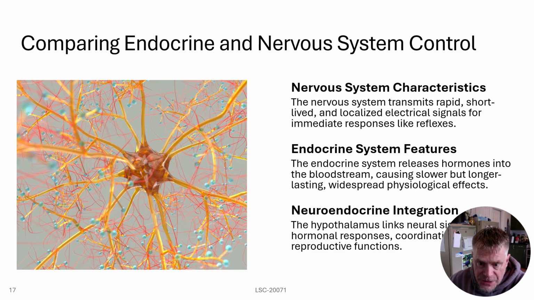So we've got the nervous system characteristics that transmits rapid, short-lived, localized electrical signals for immediate responses like reflexes. Endocrine system, in contrast, releases hormones into the bloodstream, causing slower but longer-lasting, widespread physiological effects. And we have integration between those two systems. That happens in the hypothalamus, which is linking neural signals together with hormonal responses, and is involved in coordination of reproductive functions.